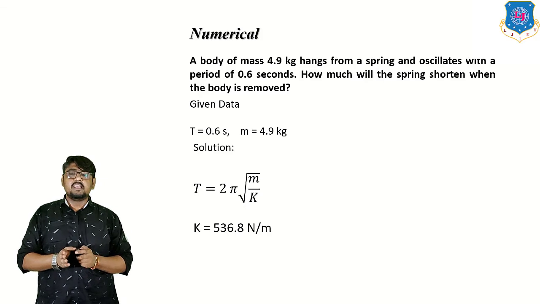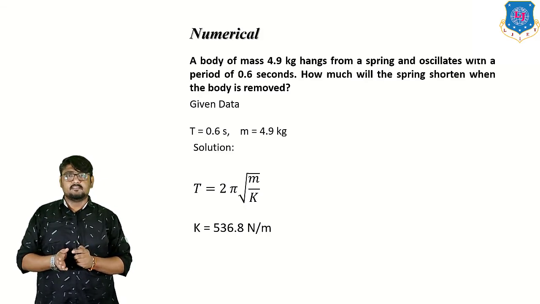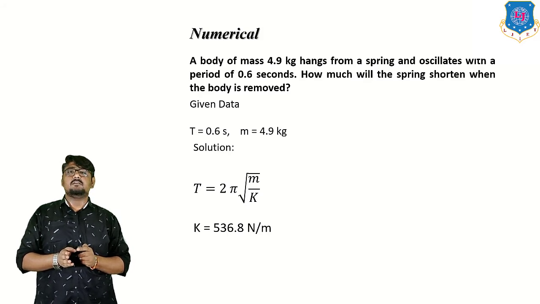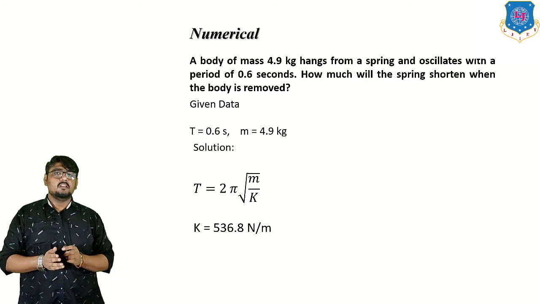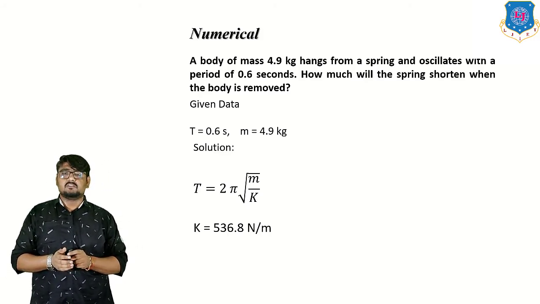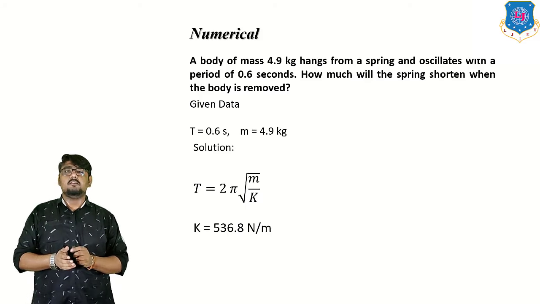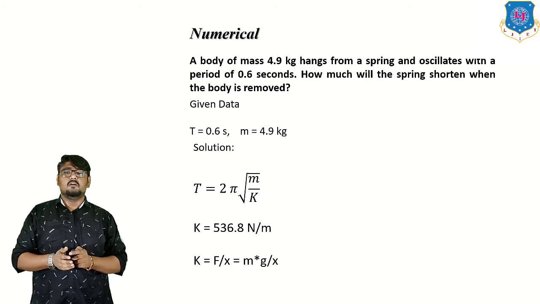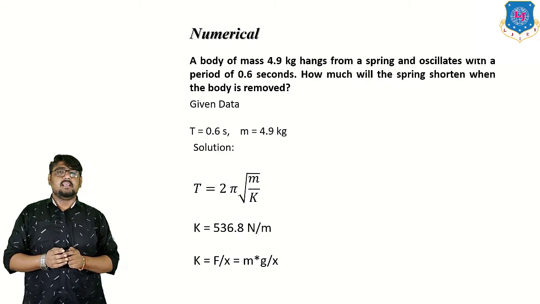So k is known as the stiffness, that is force per unit length. So we can write k = F/x. And also we have F = mg, mass into gravitational acceleration. So that is k = mg/x. On placing the values, we get x = 8.9 centimeters.